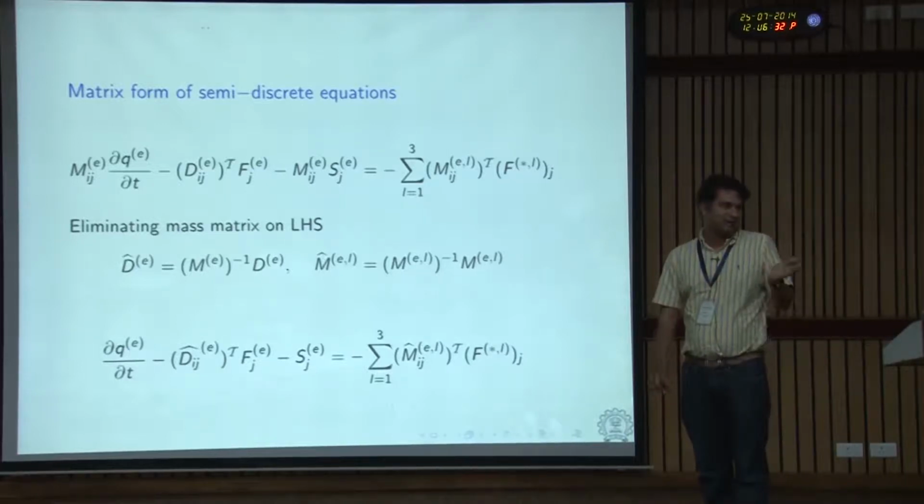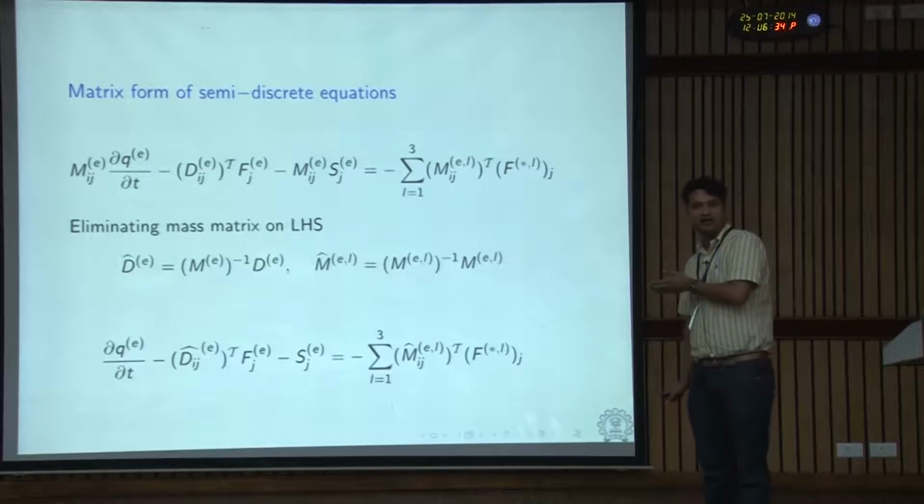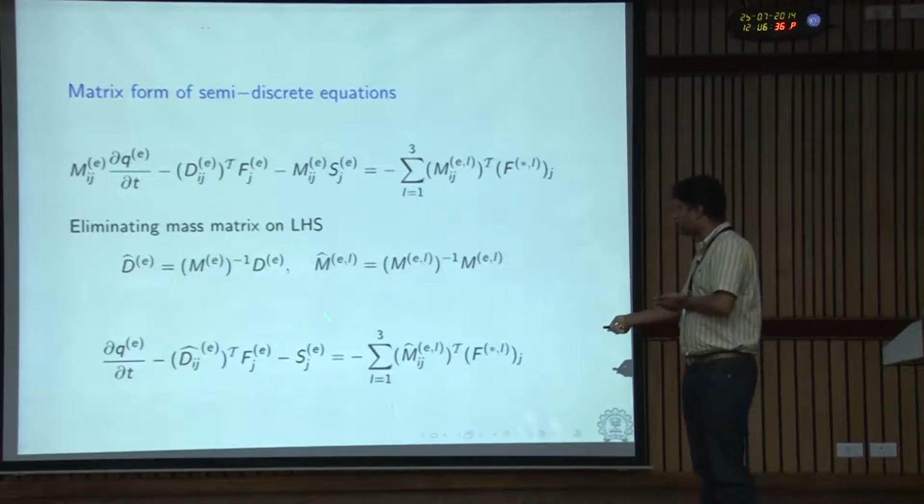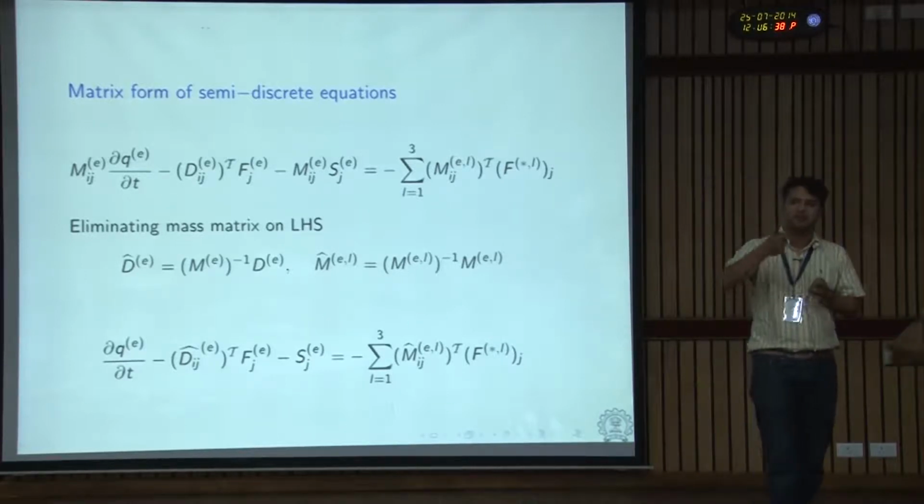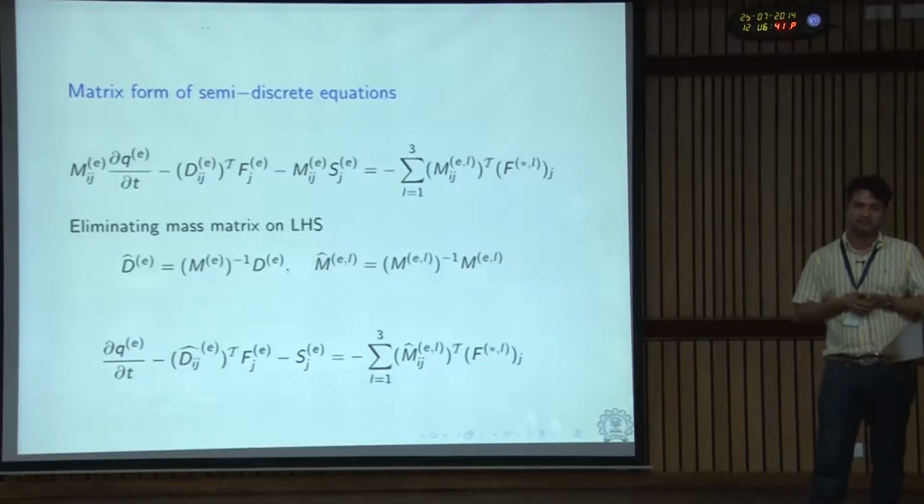Okay? And I just need to multiply it with a Jacobian, and then I get this equation where I can keep on doing matrix vector multiplies to advance the solution in time. Okay?